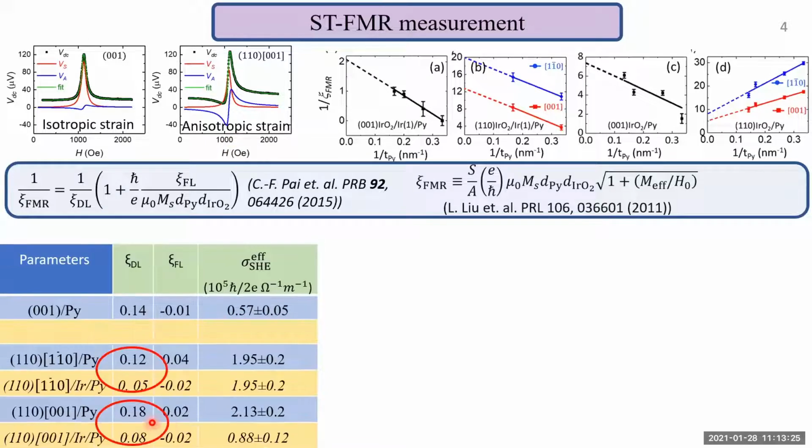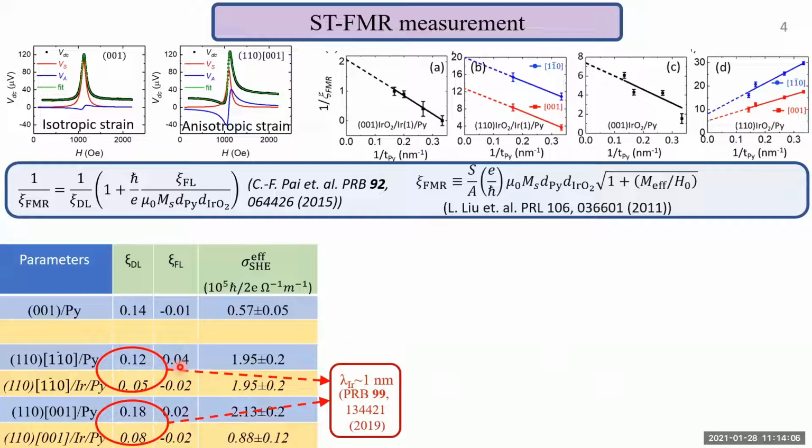Now, when we have the iridium spacer inserted, this number goes down to 5% and 8%. This reduction of damping like torque efficiency is expected. Basically, it tells us that some amount of spin current is lost while it is transported through the iridium spacer. From that, the calculated spin diffusion length is about 1 nanometer. This is also consistent with this recent experimental study. So this is all standard, with some difference, or some anisotropy, in spin Hall angle.